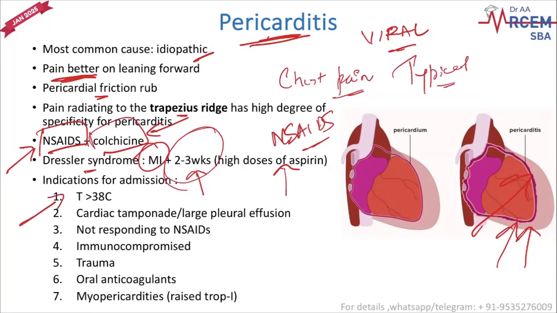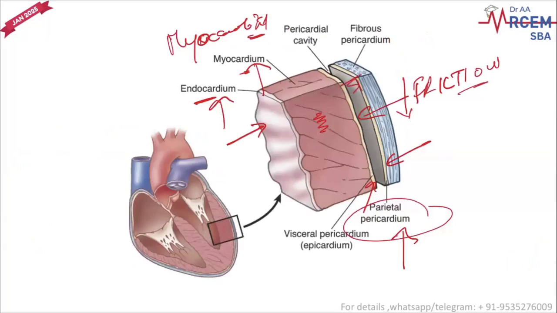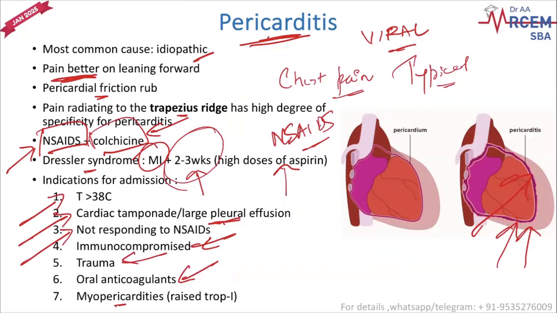If the patient is having high-grade fever, that means more than 38 degrees, or a large amount of pericardial effusion is present, or he's not responding to the NSAIDs. Last week he presented, you started on NSAIDs, he has come back with similar complaints, not improving. He's an immunocompromised patient, or he's having pericarditis because of trauma. He's on oral anticoagulants, or he is having myopericarditis. That means along with the pericarditis of the outermost layer, inflammation of the myocardium is also present. Then you admit this patient.